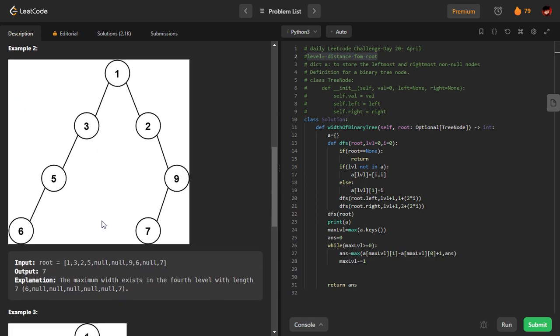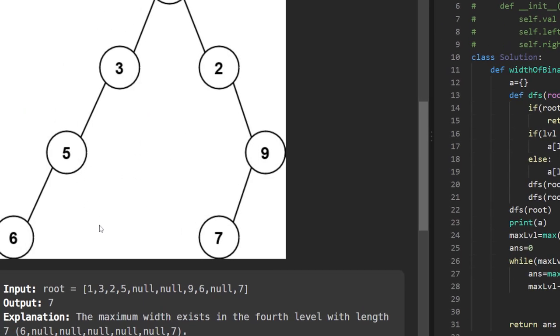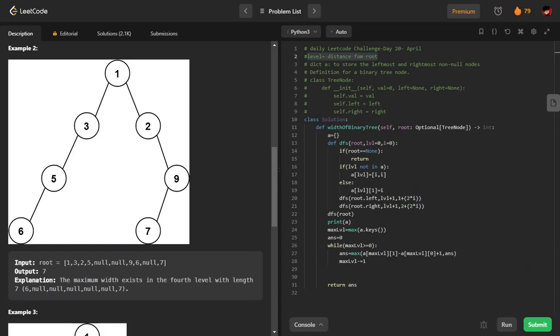That's what we are seeing here, right? See, the descendant of 5 is not here. The right node of 5 is not here. Similarly, the right node of 3 and its children are not here, but still we have to consider them to calculate the width. So had there been some children here, what would the width be? That's what we have to consider.